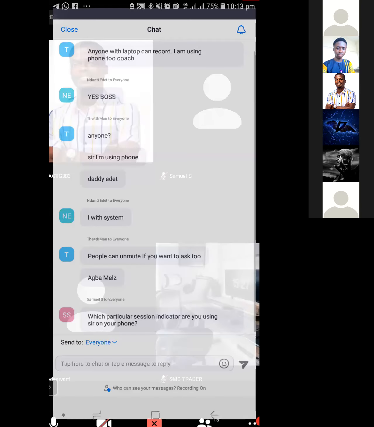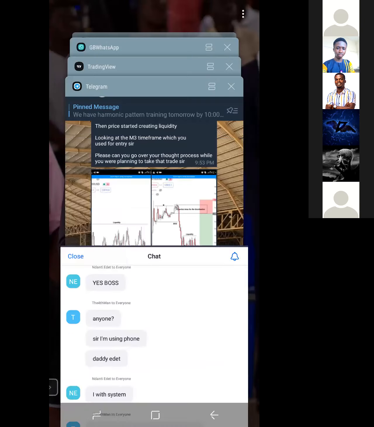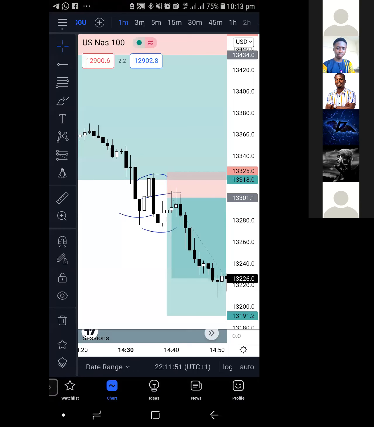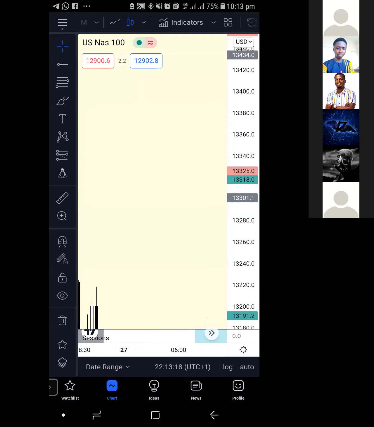All right. Which particular session indicator are you using, sir, on your phone? It's the same indicator I've been using right from time, the sessions indicator. The way to put it is you come to your indicator and then you search for trader.